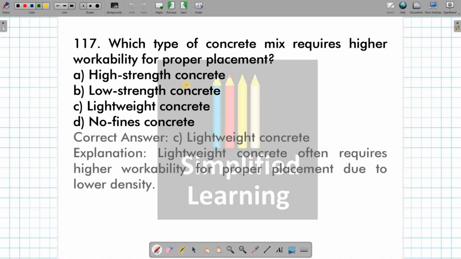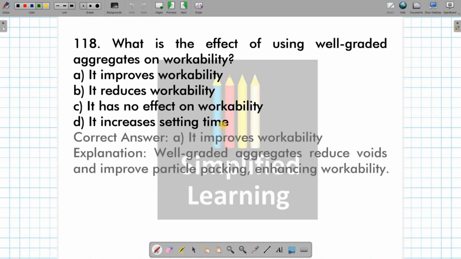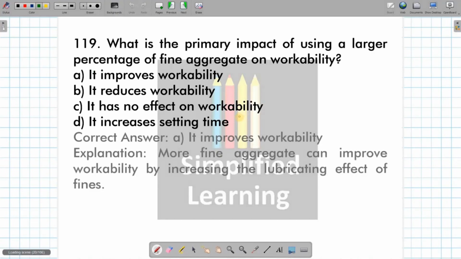Which type of concrete mix requires higher workability for proper placement? See, it is the lightweight concrete. Lightweight concrete requires higher workability for proper placement because it has low density. Then effect of using well graded aggregate. See, if aggregate grading is proper, then it is obviously going to increase the workability, thereby it improves the workability, right? Reduction, no. No effect, no. Then setting time has nothing to do with well graded aggregate, right?